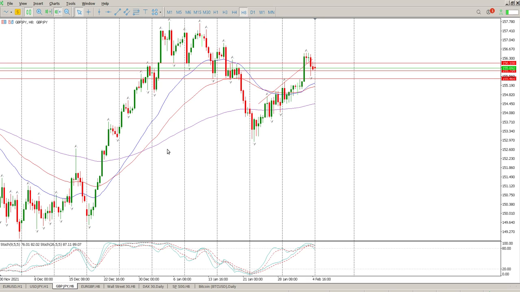British pound Japanese yen, we're looking for a pullback onto some sort of support, but at the moment I think you need to just have this trend line in as well. That is the wedge, and you can see we broke the wedge to the upside. The big question is if we start breaking this wedge to the downside, and this is the area you need to pay attention to, 155.465.